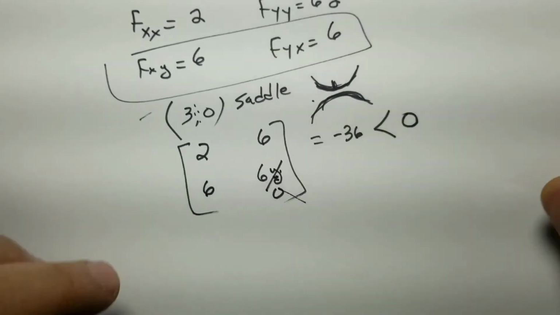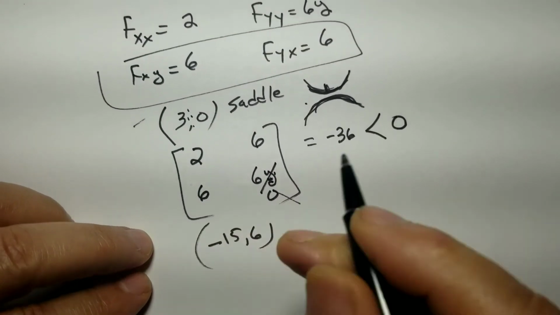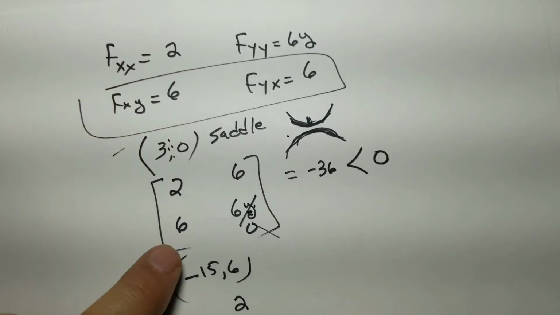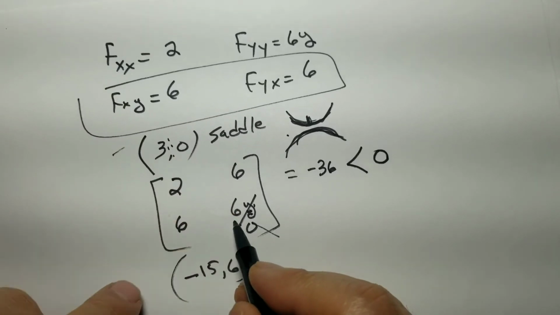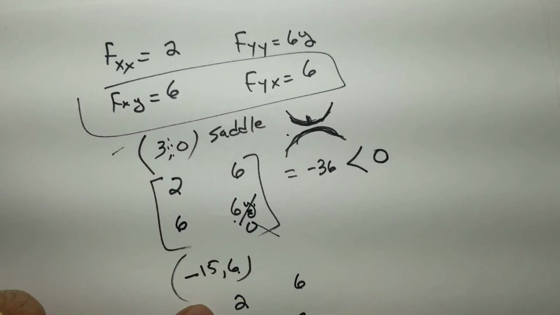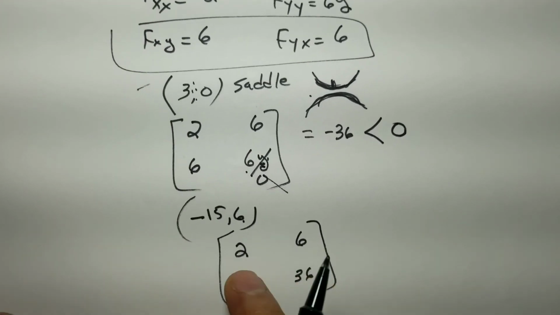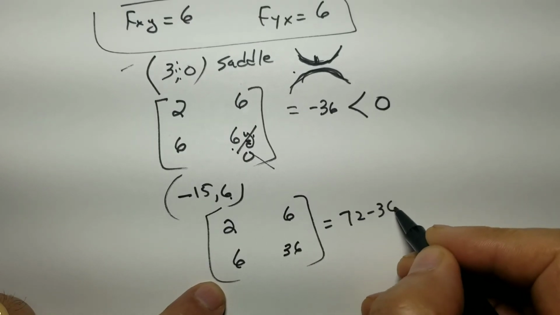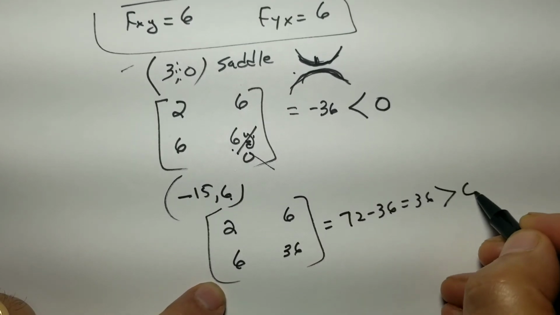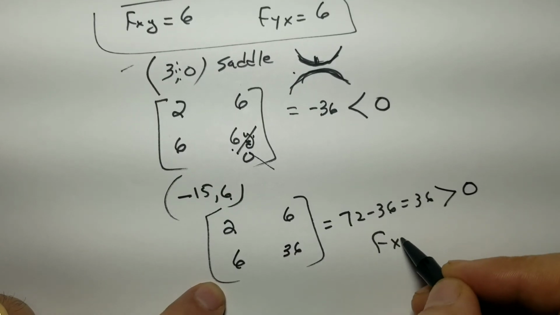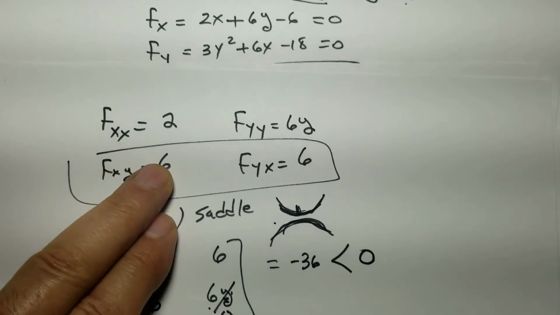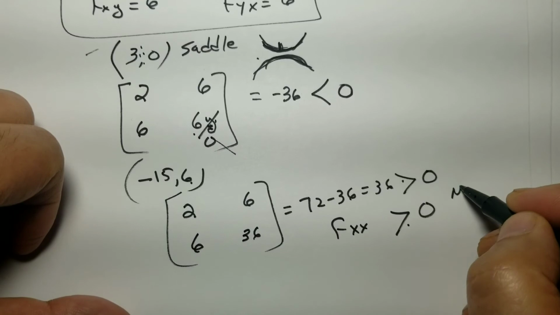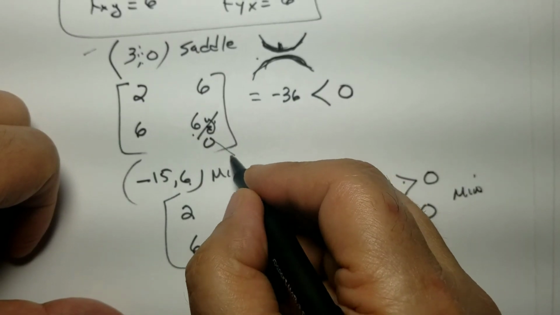Negative 15 and 6. Negative 15 and 6. This is 2. F of xy is 6. This is 6. But what is 6 times 6? 36. And that becomes 72 minus 36. 72 minus 36 is 36. Oh, that is a positive. And what is f of xx? F of xx is 2. That's positive. And what is positive times positive in optimization? Minimum value. That's the min.